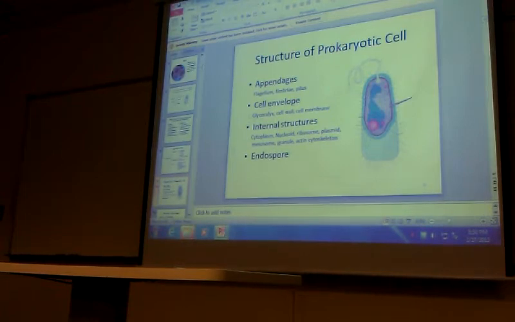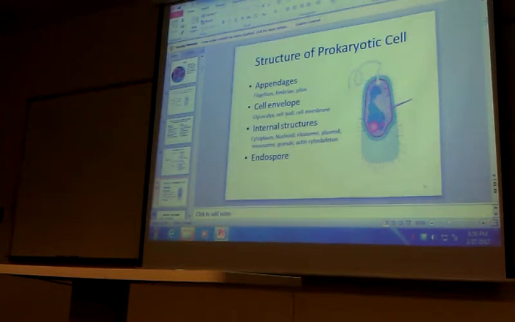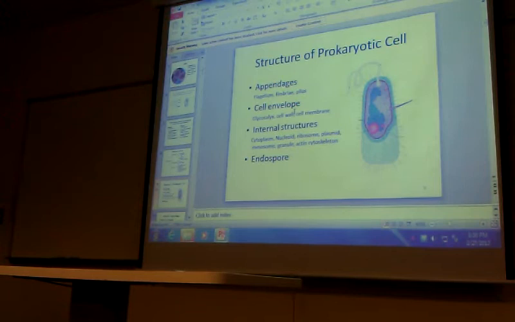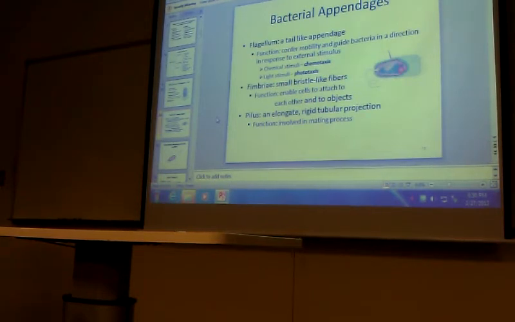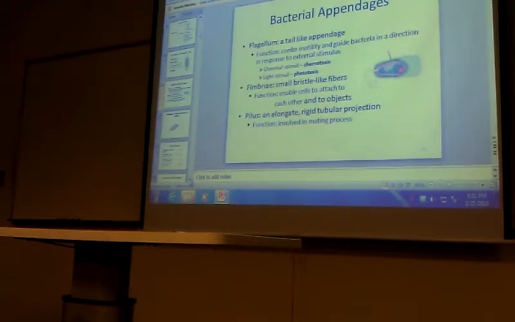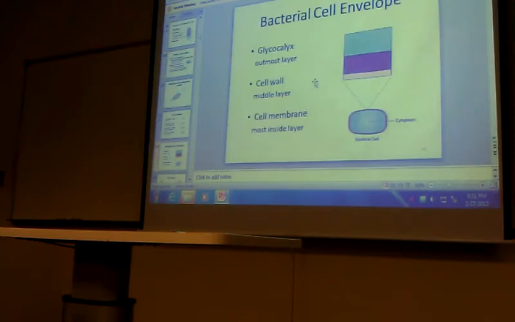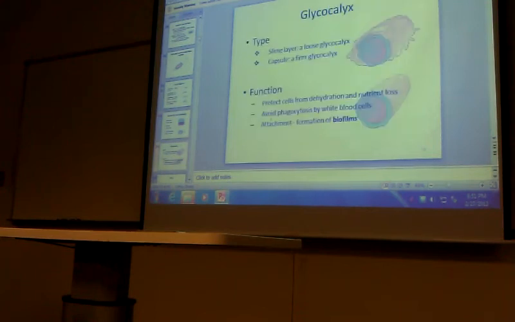Cell envelope. Glycocalyx. The cell envelope includes the glycocalyx, cell wall, and cell membrane. That's three things, so just pay attention to that. And then the bacterial appendages, three bacterial appendages; pay attention to the function. What's the function of the flagellum, what's the function of the fimbriae, what's the function of pili? Bacterial cell envelope, this is what I pointed out before, and here is another slide. It includes glycocalyx, cell wall, and cell membrane. Pay attention to this slide, the glycocalyx. What's the function of the glycocalyx?